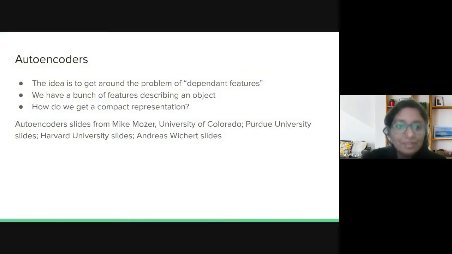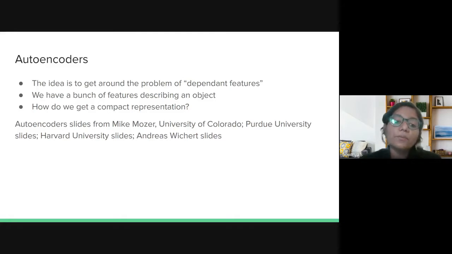Now, as the name suggests, we are going to encode data on itself. That's why they're called autoencoders. And the idea is to get around the problem of dependent features. Whether it is word embeddings or feature extraction, we will have a vectorial representation of the input, and those vectorial representations might have dependent features. You might have learned in your machine learning course that your data should be IID. Now, that is an assumption that is going to be far from true in the real world.